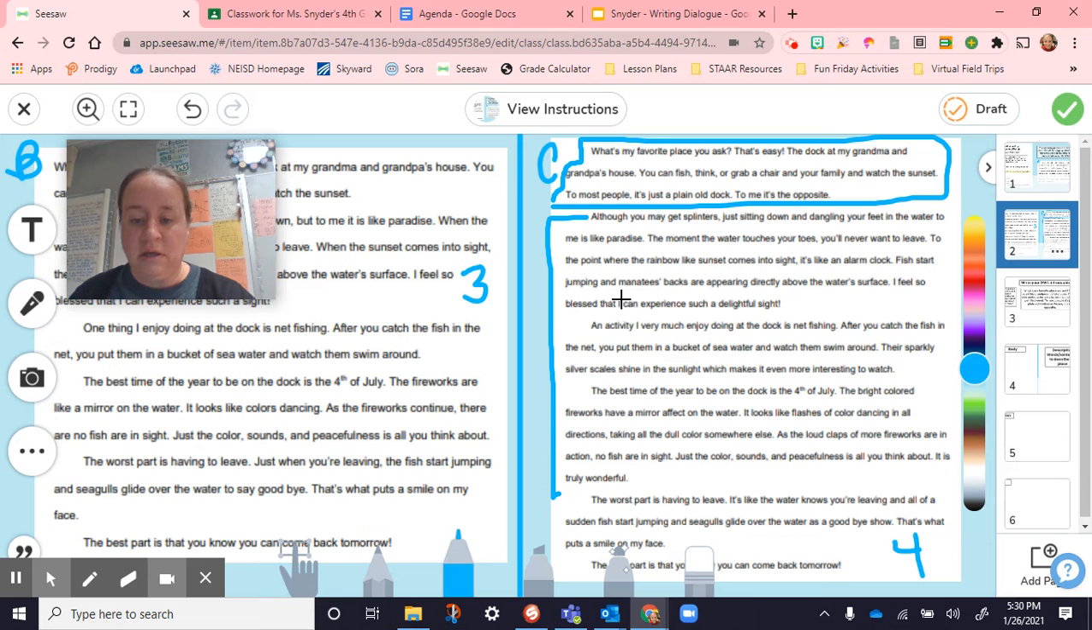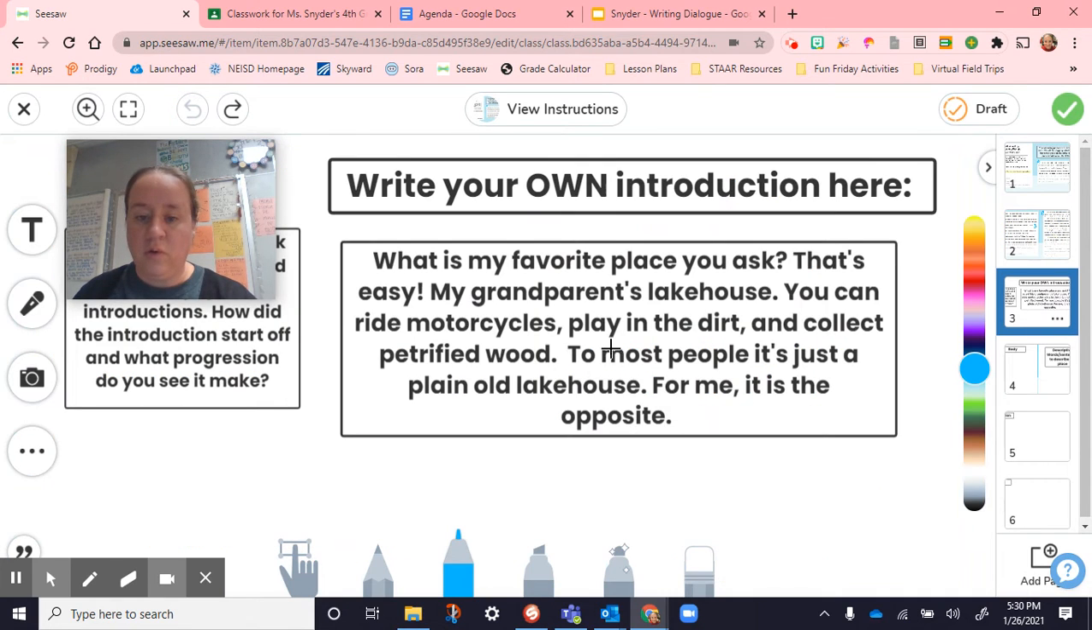The body part, this part right here. If this is our hamburger, this is just the bun, and the body is the meat, the cheese, the vegetables, all the good stuff. This is just a quick little snapshot of what this paper is going to be about. So I'm not going to explain what I mean when I say play in the dirt, and I'm not going to explain what petrified wood is. I'll do that later in the body. I'm just giving a quick preview of what I'm going to write about later in the body. It's just introduction.